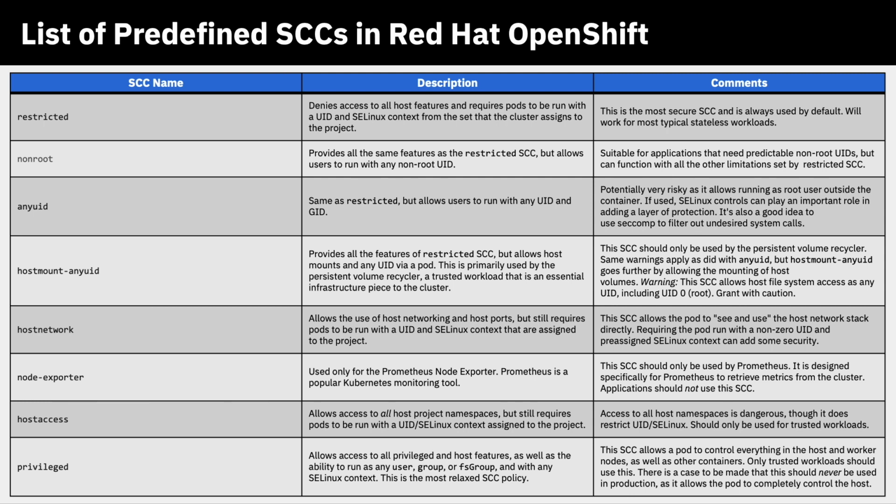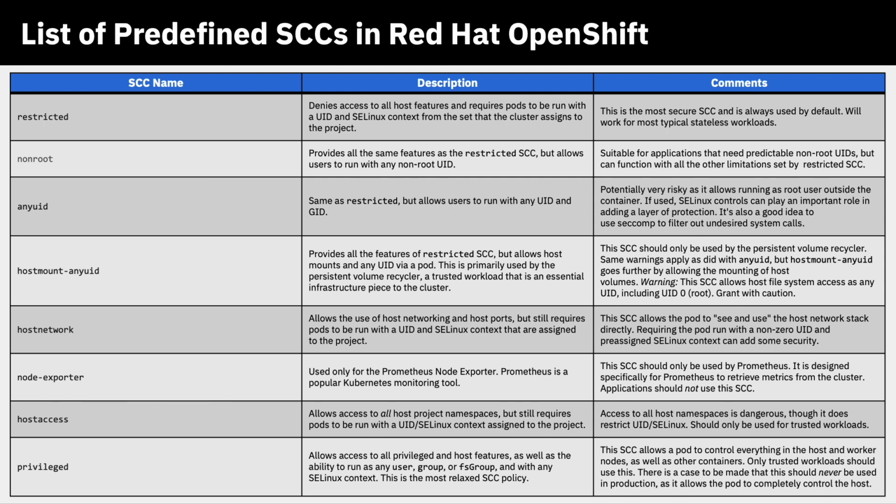Hostmount-AnyUID provides all the features of the restricted SCC, but allows host mounts and any UID via a pod. This is primarily used by the persistent volume recycler, a trusted workload that is an essential infrastructure piece to the overall OpenShift cluster. This SCC should be used only by persistent volume recycler. The same warnings apply as did with any UID, but hostmount-anyuid goes further by allowing the mounting of host volumes. The SCC allows the host file system access as any UID, including root. Therefore, granting the permissions of this SCC is something to be done with a great deal of caution.